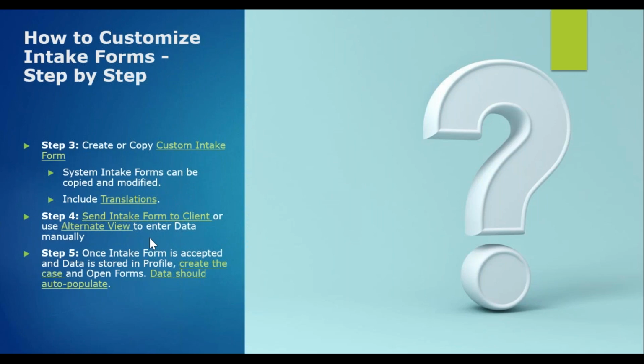Step 4 will be how to send the form now to the client. You can send it as a passwordless link, meaning they can just click on the link, confirm their identity for security reasons, obviously, and then they can access the questionnaire. Once they send it back to you and you accept it, the data stays in the profile if you have it mapped correctly, right? And also, if you have clients that are not tech savvy and you can't send it electronically, at least you can open the questionnaire that you created using alternate view, or you can even print the same questionnaire, whatever you prefer.